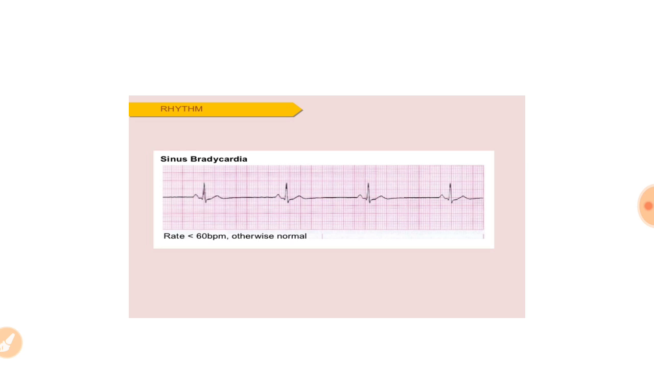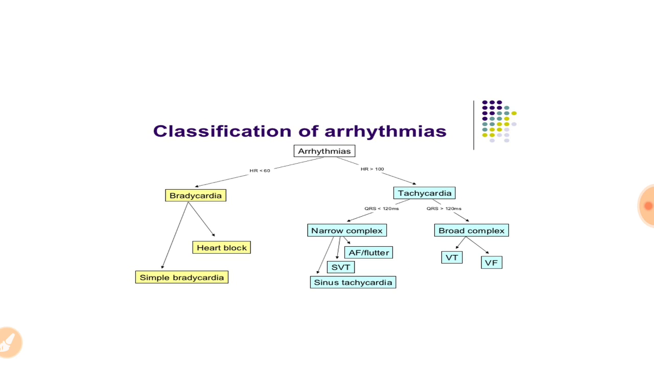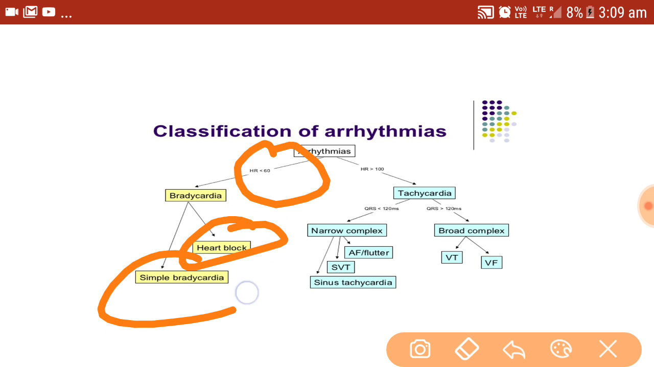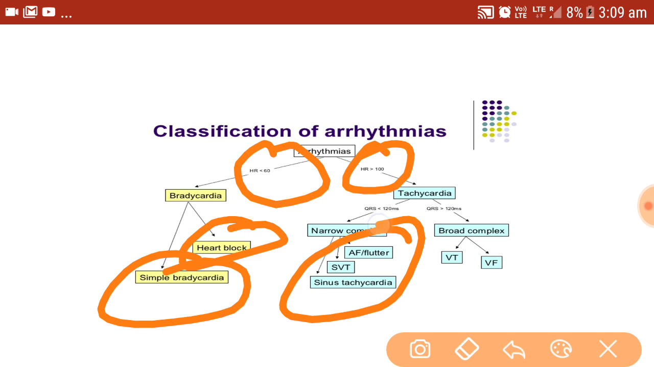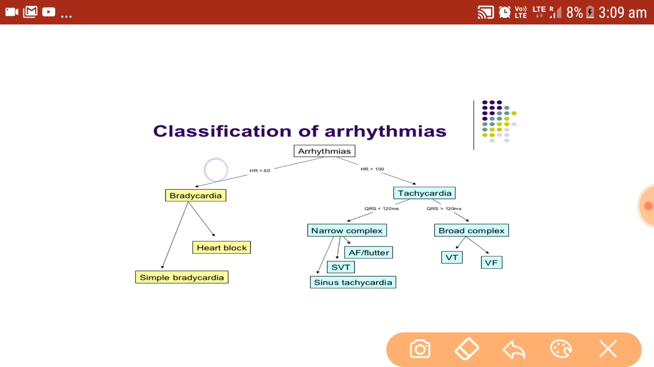Sinus bradycardia is when the rate is less than 60, otherwise everything is normal. Sinus tachycardia, that's why we are using the term sinus, because everything is normal except the rate. Tachycardia means above 100. And now something called arrhythmia: any abnormality in rate or rhythm. If the rate is less than 60, it can be due to heart block or simple bradycardia. If it is greater than 100, it can be any narrow complex tachycardia like fibrillation, flutter, supraventricular tachycardia, sinus tachycardia, or ventricular tachycardia or ventricular fibrillation. You must know how to identify each of them, but we'll first start with the heart block.